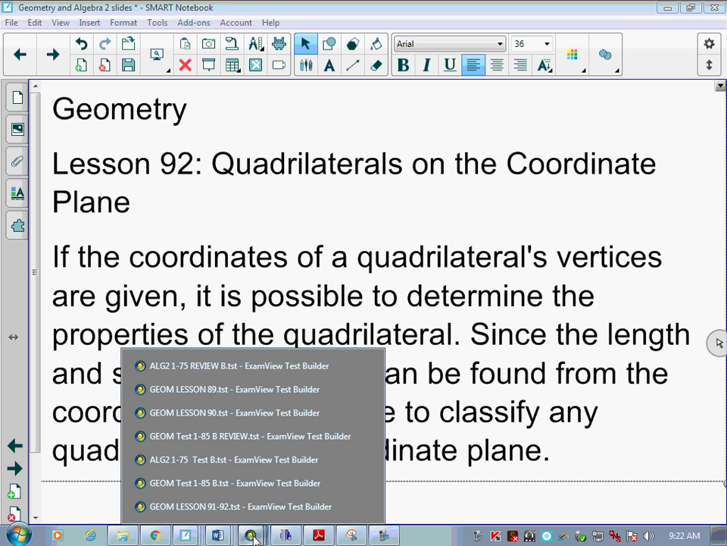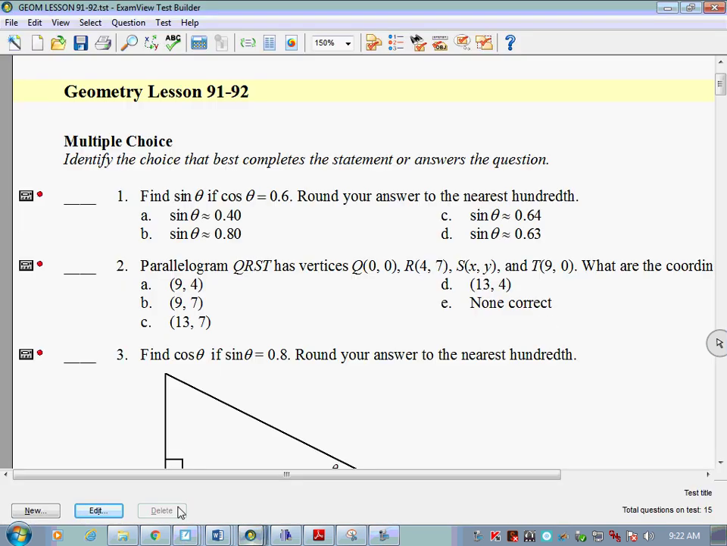All right. 91, 92. Question number 1 says, find sine theta if cosine theta is 0.6, round your answer to the nearest hundredth. So this isn't so much a trigonometric identity as being able to look at something on a graph. If cosine is 0.6, the first thing we need to do is take 0.6 and turn it into a fraction, because trigonometric functions are by their nature ratios, and ratios are fractions. So it's 0.6 as a fraction.